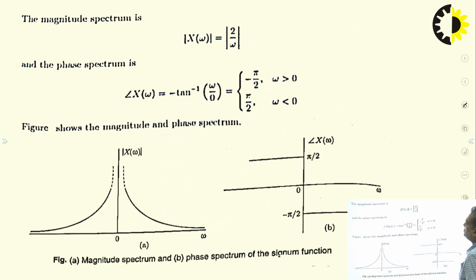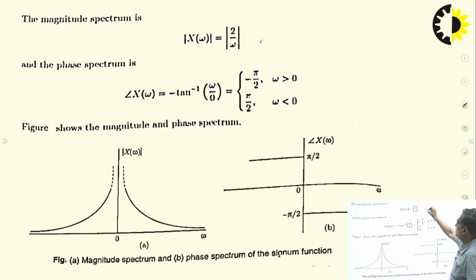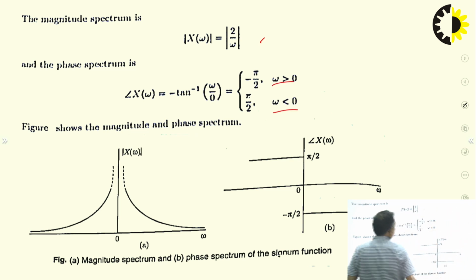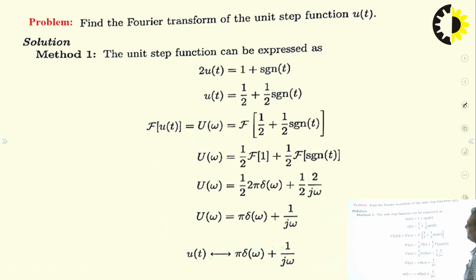Now we will also see the magnitude and phase spectrum. The magnitude of X(omega) is 2 by omega, and the phase spectrum is minus tan inverse omega by 0, so it becomes minus pi by 2 for omega greater than 0 and pi by 2 for omega less than 0. For omega equal to 0, the magnitude is infinity, and for omega tending to infinity, this value comes out to be 0. Similarly, the phase spectrum is like this.